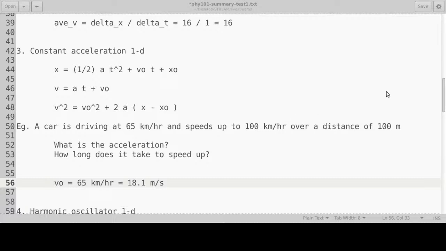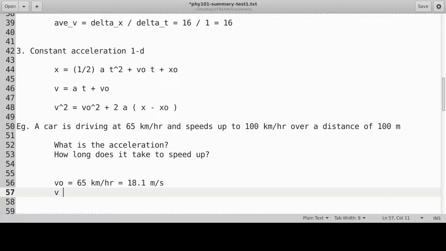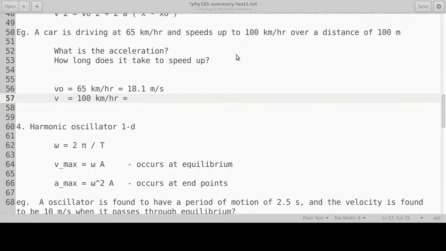The final velocity, I've done this one so many times, I know it's 27.8. Let me just check to make sure my memory is right. Yeah, 27.8. So the final velocity is 100 kilometers per hour. Again, just because I said it backwards, let me re-say it. To change from kilometers to meters, you multiply by 1,000. To change from hours to seconds, you divide by 3,600. So that is equivalent to just dividing by 3.6, and that gives you 27.8 meters per second.